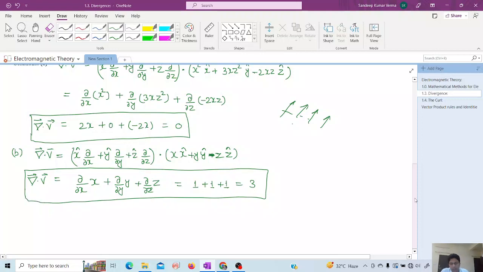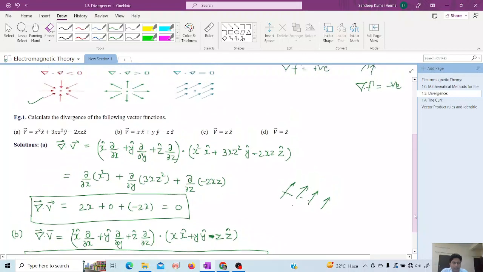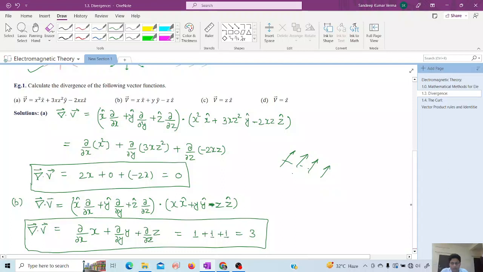So all the examples you can solve. Here only the z direction is variable, so its divergence is found to be only 1, and here the z cap term gives the 0 value. So in this way you can find the divergence. Now next we can go to the curl.